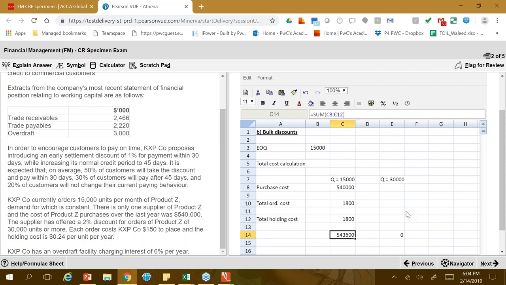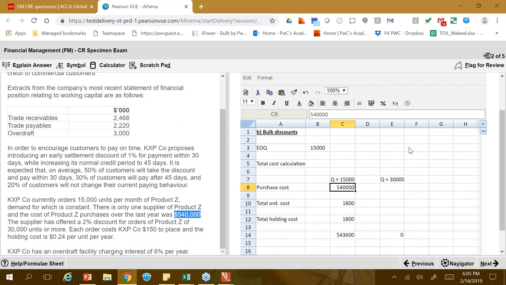Any questions here with computing the total cost under the Q, which is the 15,000? How do you find the purchase cost? Well, the purchase cost is given. It's $540,000 given, the purchases.